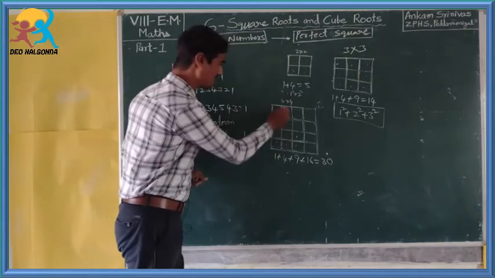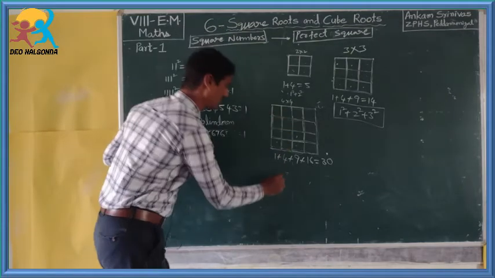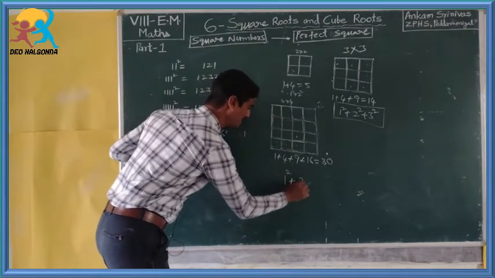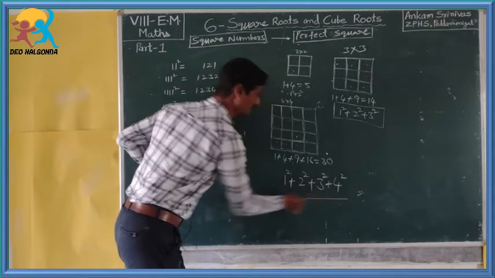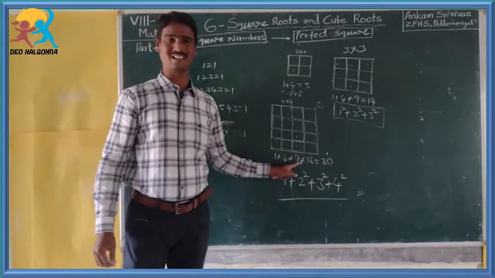And what about this? This is the 4 by 4 figure. So 1 square plus 2 square plus 3 square plus 4 square. We will get the answer easily.